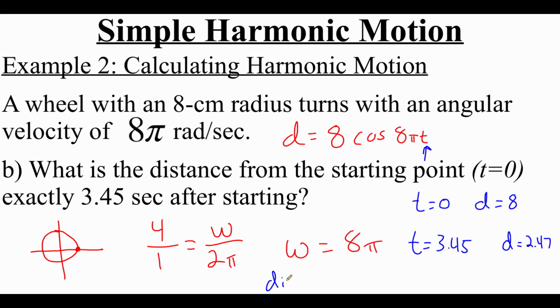Then to find the total distance from the starting point, we take our initial starting distance minus the distance after the 3.45 seconds have elapsed. Subtracting these, 8 minus 2.47, we get about 5.53, and we're measuring this distance in centimeters. So we're a little bit more than 5.5 centimeters away from our starting point.